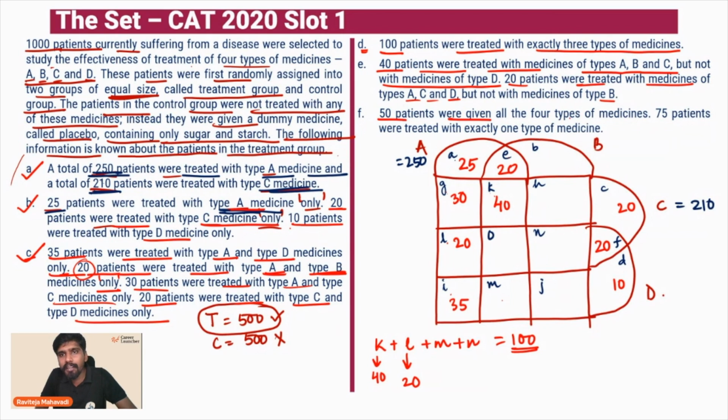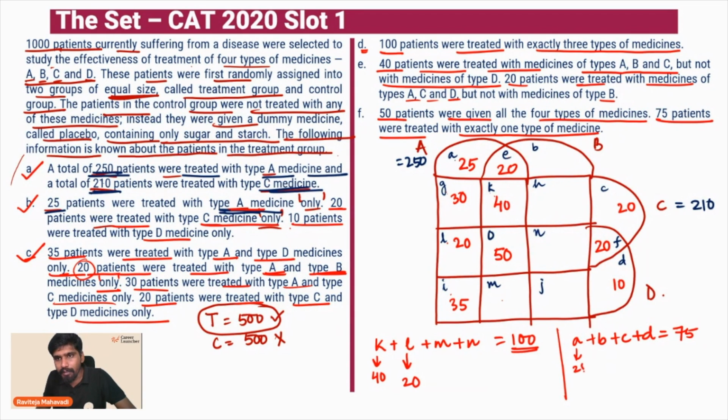50 patients were given all 4 types of medicines, so O is 50. And 75 patients were treated with exactly 1 type of medicine. Exactly 1 is A plus B plus C plus D, which should be equal to 75. I know A is 25, B I don't know, C is 20, and D is 10. 25 plus 20 plus 10 is 55. So B must be 20. I have put that down.